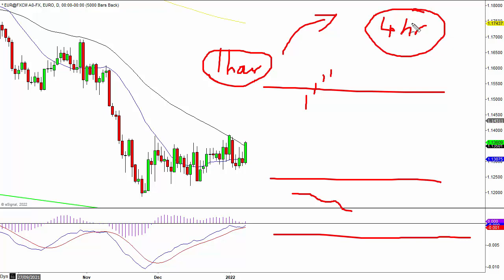But again, there are no guarantees, because the 4-hour could close up and it could still come off as well. But these are things that you can consider to try and not get in so aggressively on the breakout if you're worried about false breakouts.